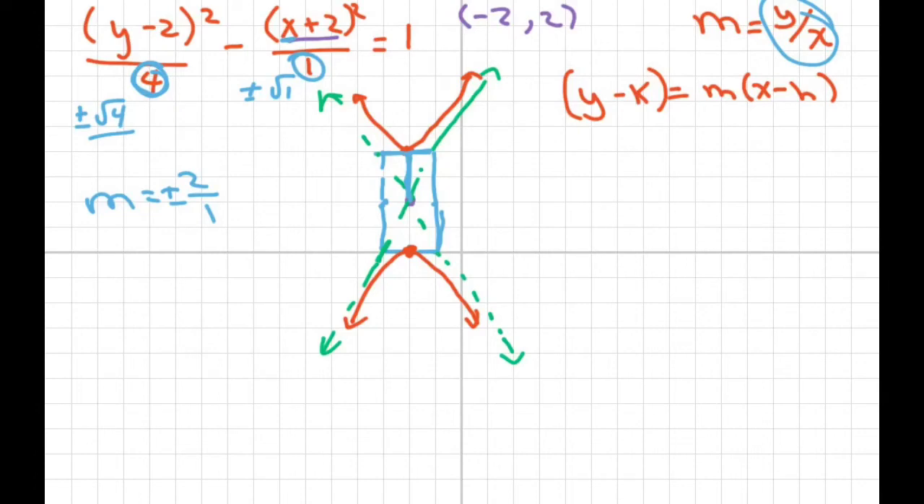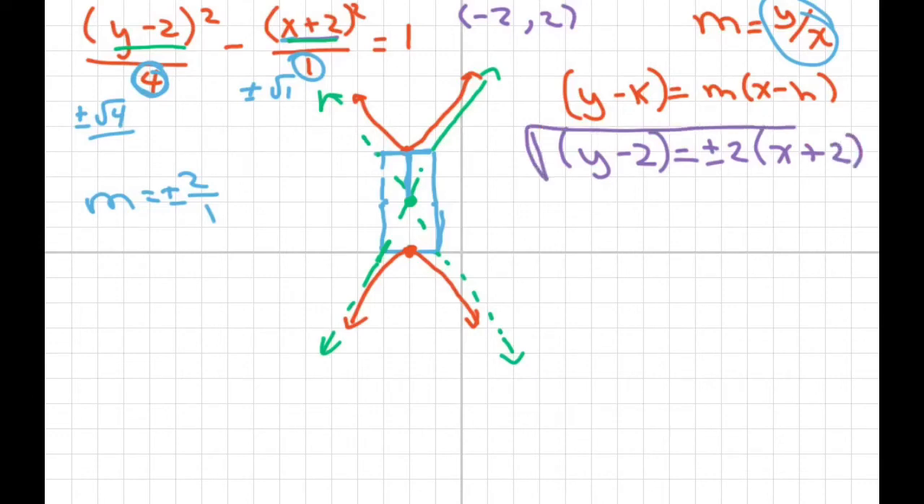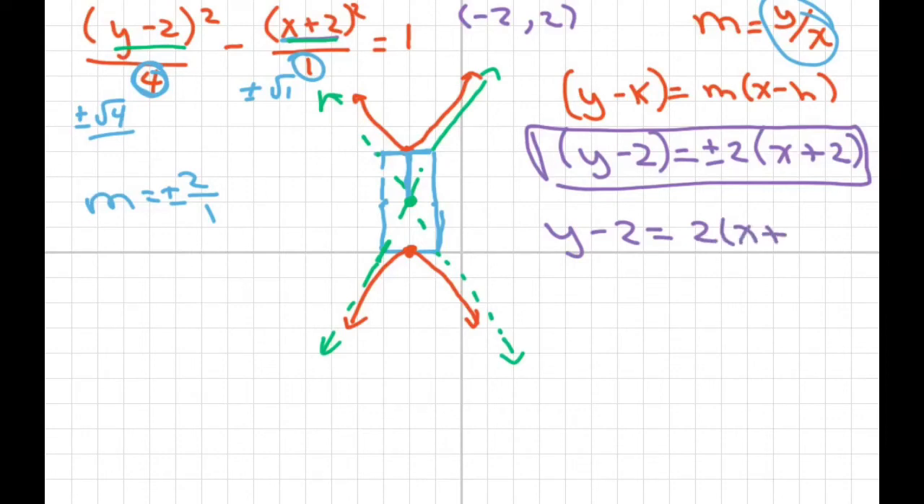And I'm merely going to copy down my center, because in point slope form, we're going through the point of the center. So all I'm going to do is copy down y minus 2 equals my slope, which is plus or minus 2, and then copy x plus 2 down. And there is your point slope form. Now, you might want to separate it out. y minus 2 equals 2 times x plus 2, and y minus 2 equals negative 2 times x plus 2.